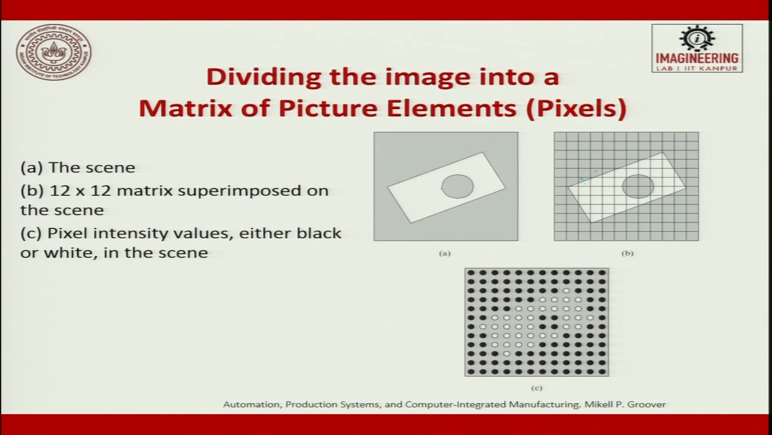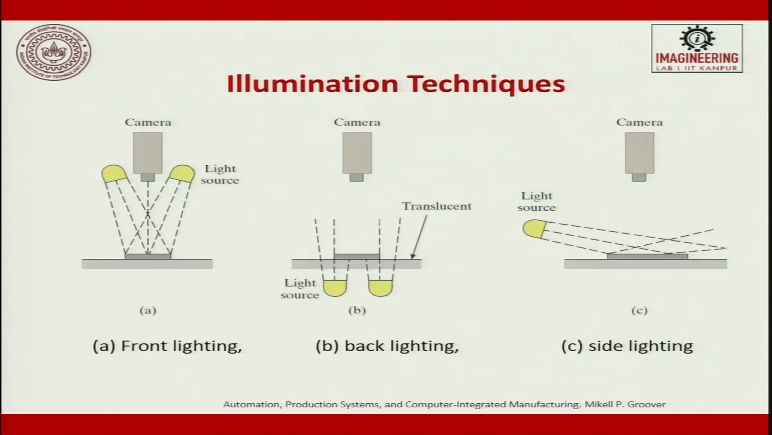So, a 12 cross 12 matrix is superimposed on the scene. From the 12 cross 12 matrix, we take the pixel intensity value, which is either black or white, and then you digitize the image. So, for the illumination techniques, it can be front light, light from the back, or light from the side. Front lighting is used when an object is moving on an opaque table, then we do this.